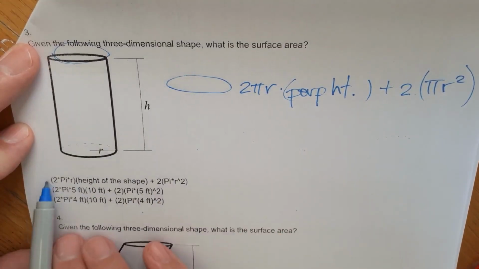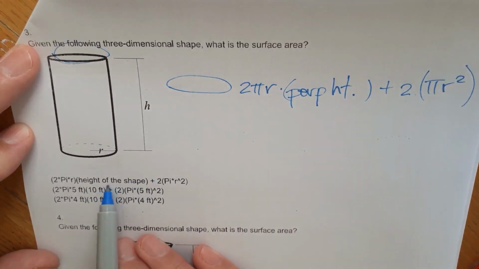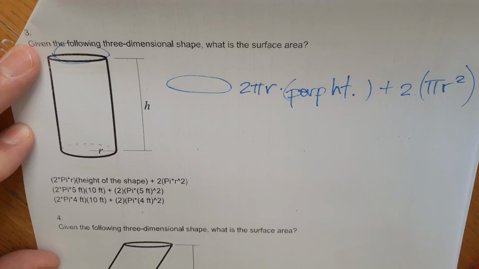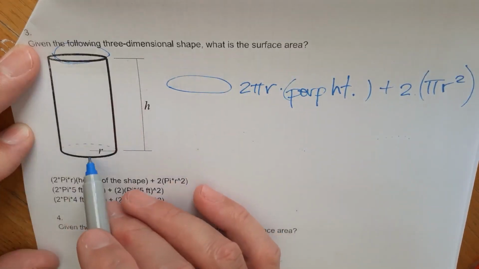Here, notice we have 2 pi r times the height of the shape. They didn't say perpendicular height, and that's maybe a little bit more relevant when we get to the oblique shape next, plus 2 times pi r squared. So pi r squared is the area of one circle. 2 times that would be the circle at the top and the circle at the bottom.